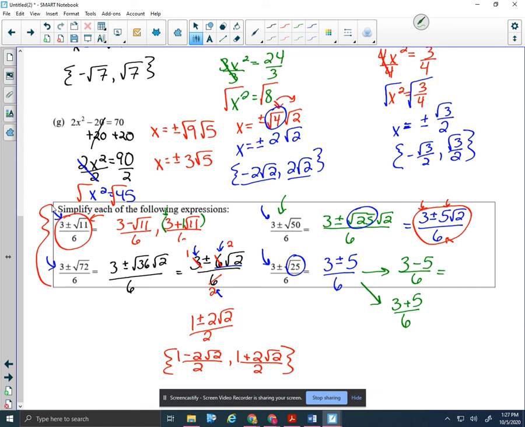So this simplifies down to negative 2 over 6, which is negative 1/3. And this simplifies to 8 over 6, which is 4/3. So when the radical goes away, you can't just stop. This is not a simplified answer. That's like equivalent to telling me your final answer is 2 plus 5 when you could have just told me your answer was 7. Okay? You need to take it as far as you can go and give those simplified answers.